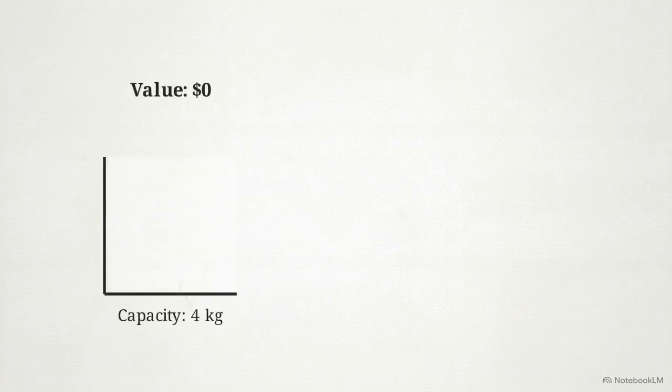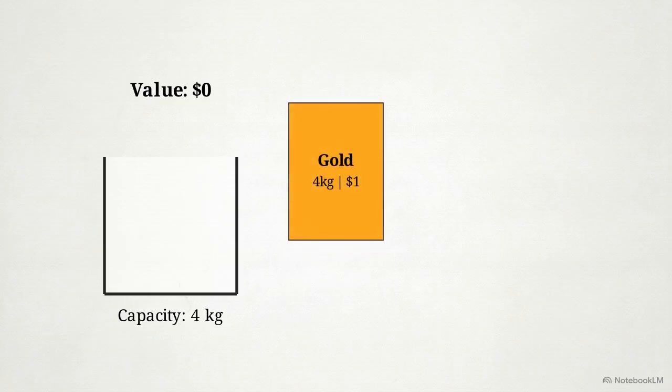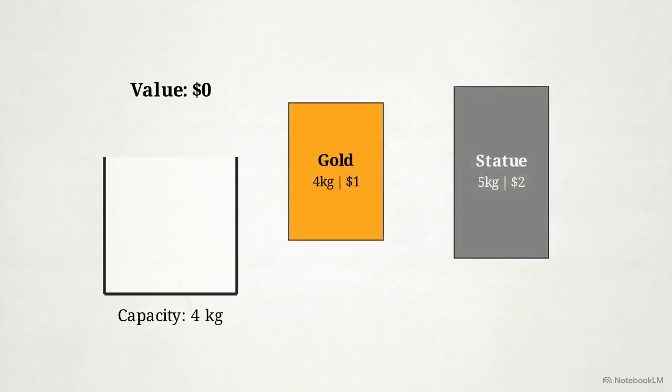This backpack represents the core parameters of the knapsack problem. We have a strict maximum capacity of exactly 4 kilograms and 3 specific targets: 4 kilograms of gold worth $1, a 5 kilogram statue worth $2, and a 1 kilogram diamond worth $3.